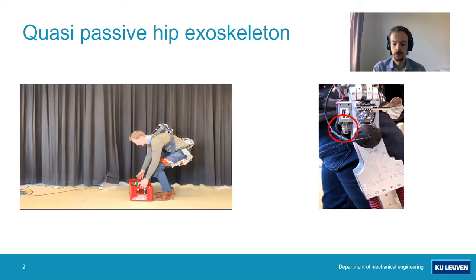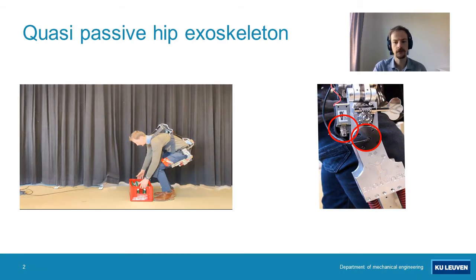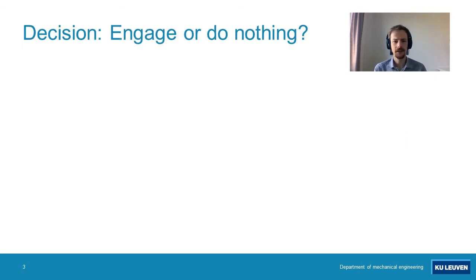Apart from the solenoids, we also mounted sensors on the exoskeleton and more specifically encoders that allow us to track the hip flexion angles of a user during his or her movement. The main decision that the controller of this exoskeleton has to make is whether to engage the support mechanism or do nothing, since we only want to engage a support mechanism when a user is really lifting an object from the ground. To do so, we have implemented a controller that works in two steps.